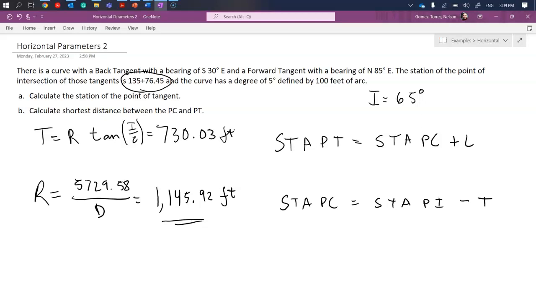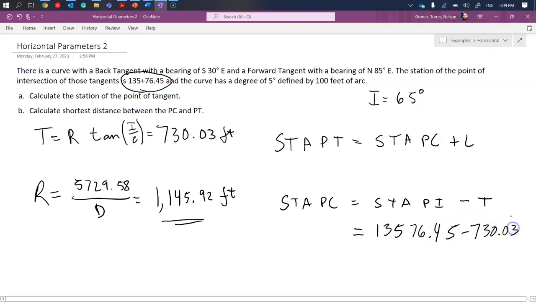Now I can calculate the station of PC. Let's do that first. It's the station of PI. As a reminder, when I do station math, unless I'm going to do it in my mind, instead of writing the plus 76.45, I just don't write that. I write the number. So it will be 135.76.45 minus T, 730.03.